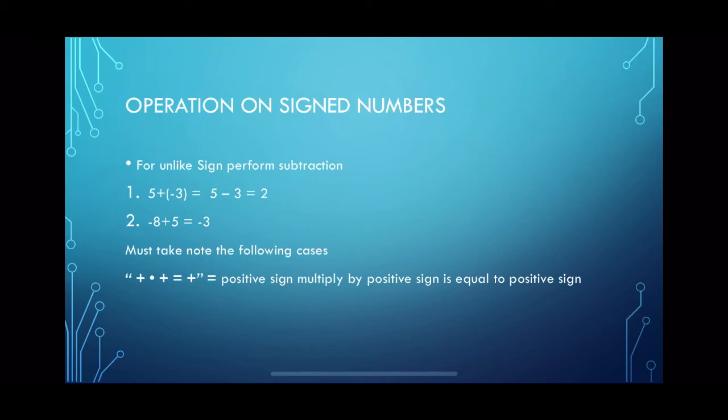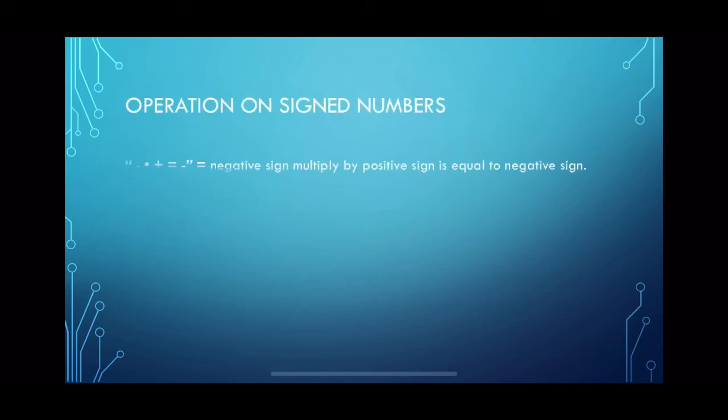Positive multiplied by positive is equal to positive, or positive sign multiplied by positive sign is equal to positive sign. Positive multiplied by negative is equal to negative, or positive sign multiplied by negative sign is equal to negative sign. Negative multiplied by positive is equal to negative, or negative sign multiplied by positive sign is equal to negative sign. Negative multiplied by negative is equal to positive, or negative sign multiplied by negative sign is equal to positive sign.